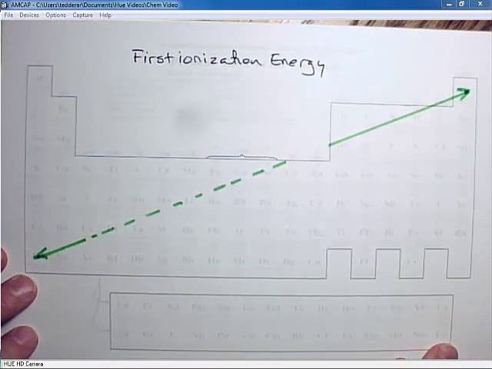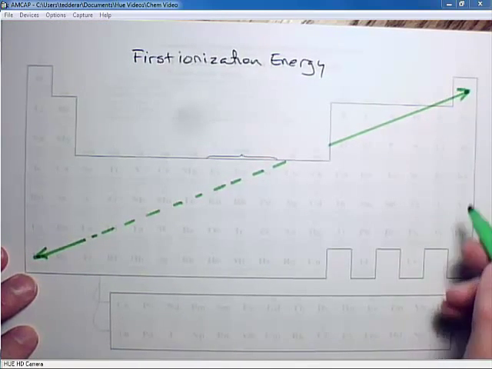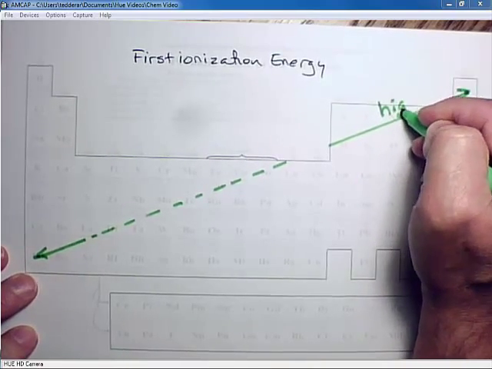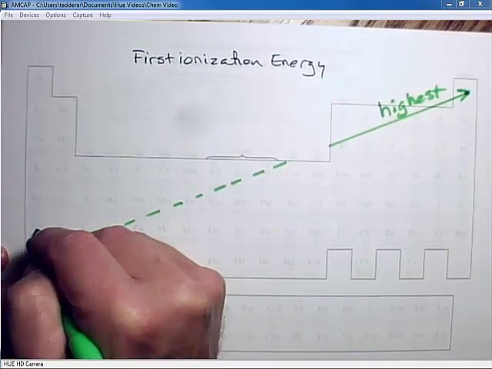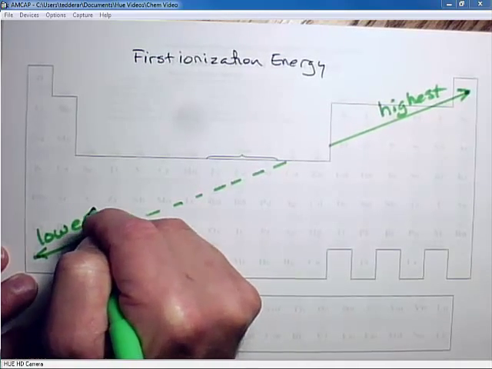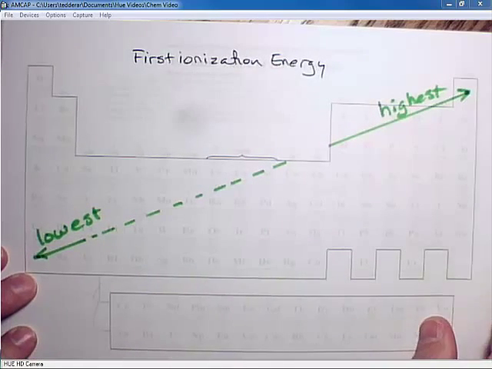But these noble gases are part of this pattern. You can remove electrons from a noble gas. So it's highest up here and lowest down here. Okay?